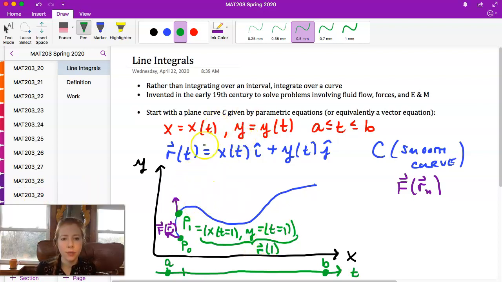Okay, and so then if we move forward in time again, say P2 is over here. Okay, and we'll have our vector. And let's say P3 is over here.